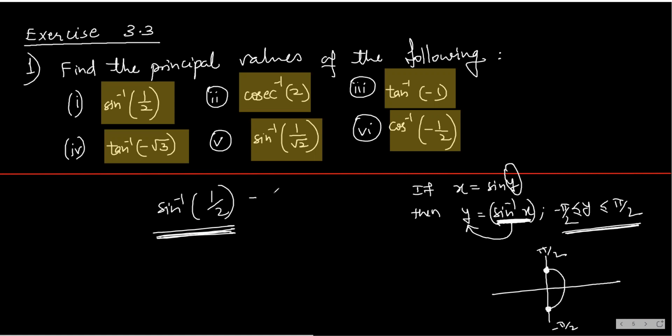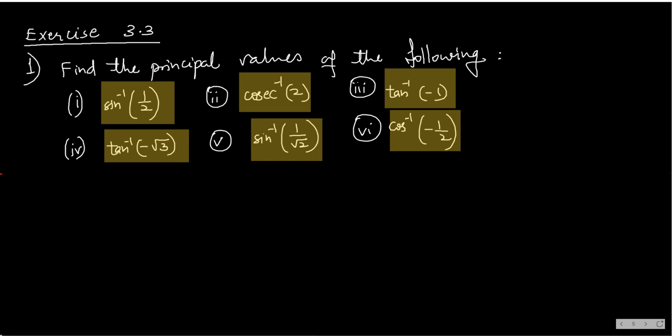Sine inverse 1 by 2, I will write pi by 6. And then immediately I will check the answer which I get. Is this answer in this range? So pi by 6 is here. So my answer is correct. Okay. So you will have to follow this in order to write the correct answer.